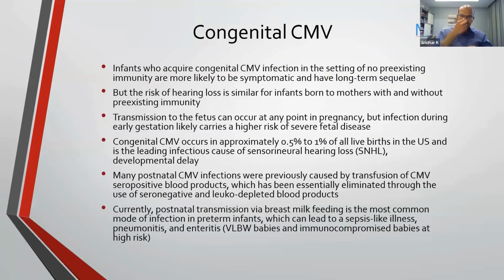Infants who acquire the congenital CMV in the setting of no pre-existing infection are more likely to be symptomatic and they have long-term sequelae. Hearing loss obviously can happen in both groups, whether the mother had previous infection or not. So it's very important that we monitor the hearing later on in these babies as well, where you have identified the risk. Transmission to the fetus, depending on when the infection is activated in the mother, can happen either early in pregnancy or later, but the earlier it happens, the higher the risk of severe disease.